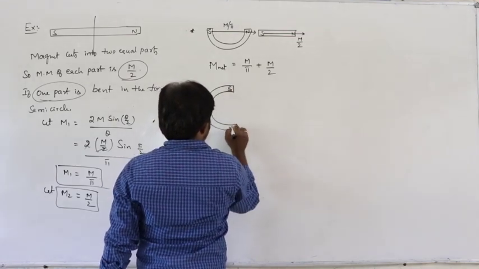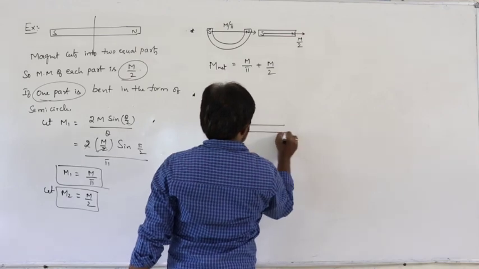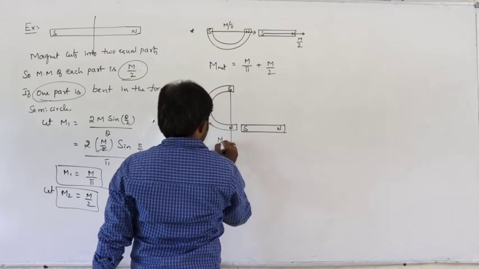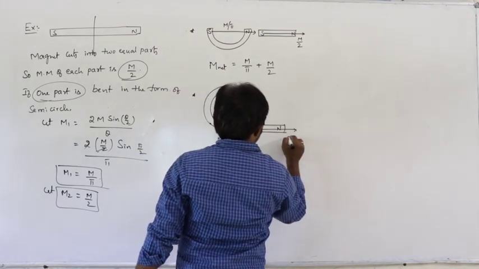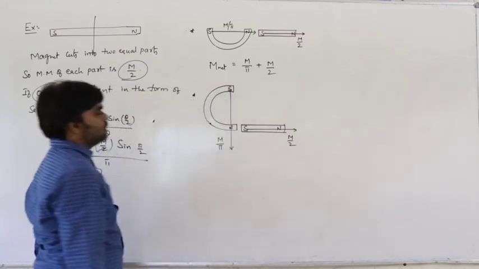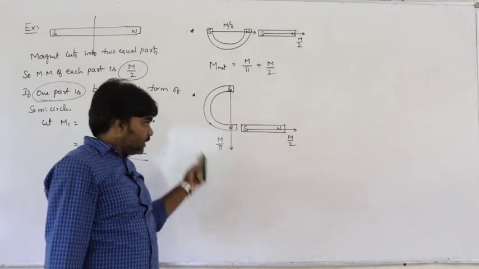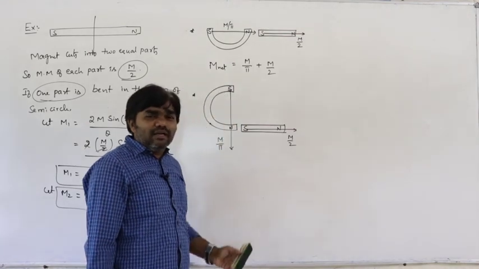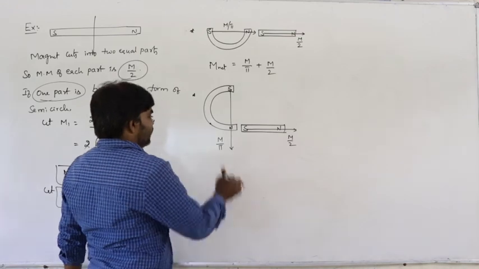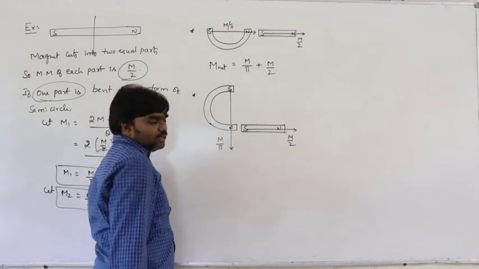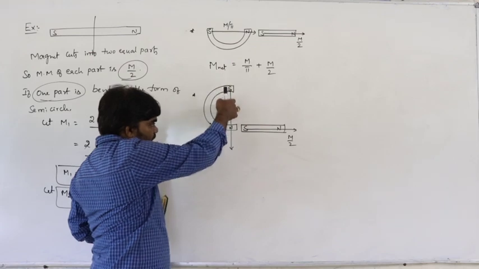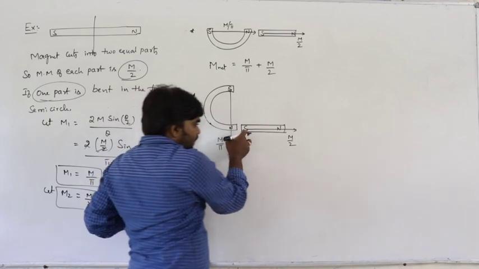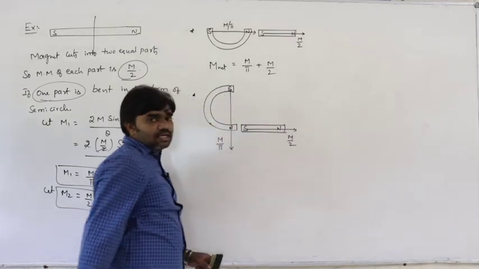this is south pole and north pole, and let us say it is south, north. This magnetic moment is m by pi in this direction, and this magnetic moment is m by 2 here. These two are arranged mutually perpendicular, so the magnetic moments m1 and m2 are mutually perpendicular. See here, the direction of the magnetic moment is south to north, that is why it is m by pi in this direction, and this is also from south to north, this is m by 2.